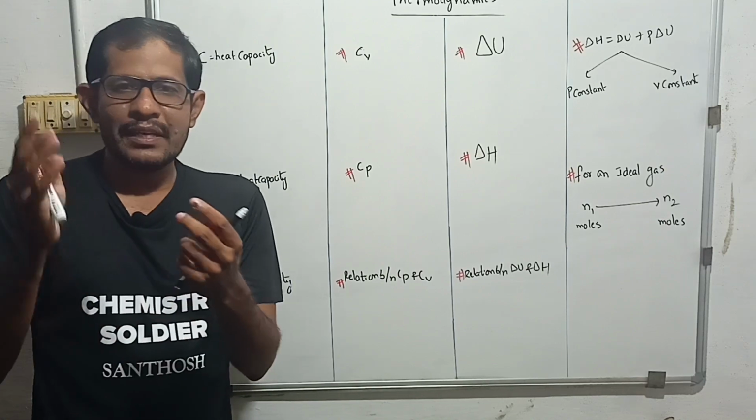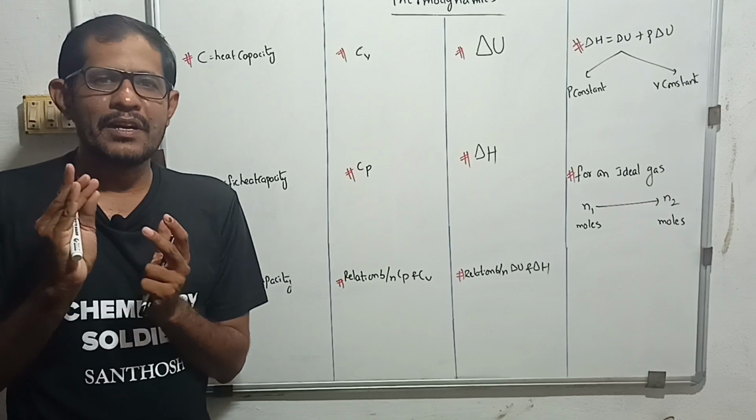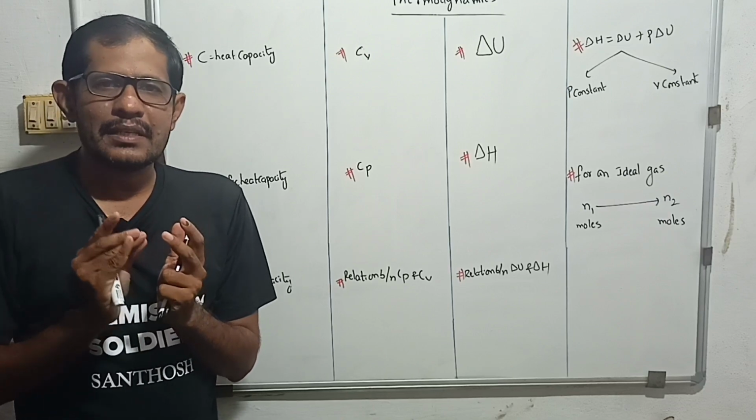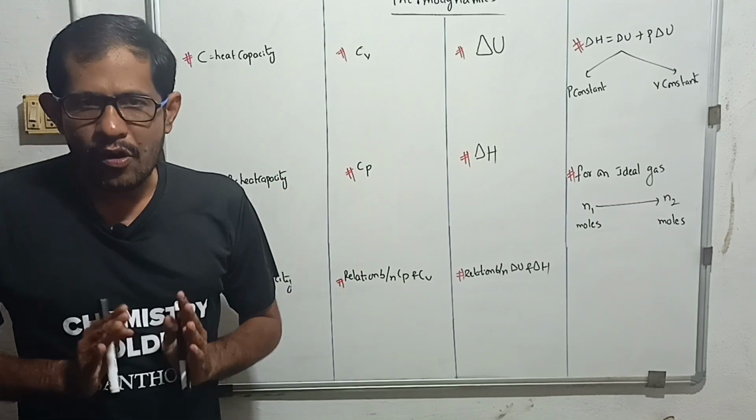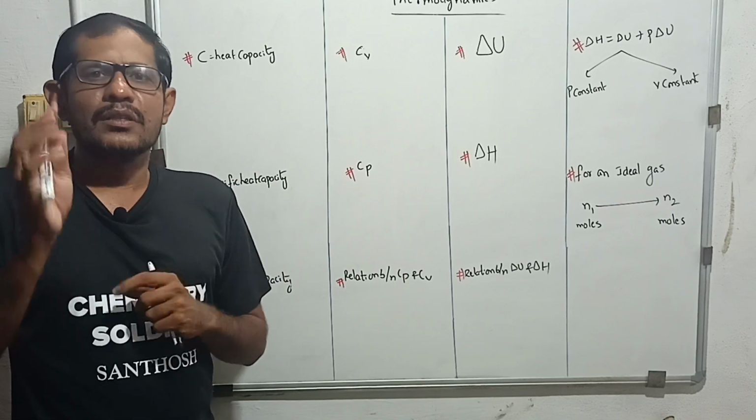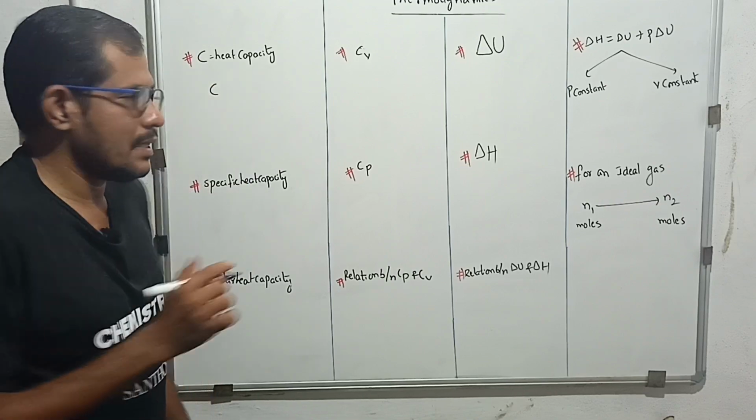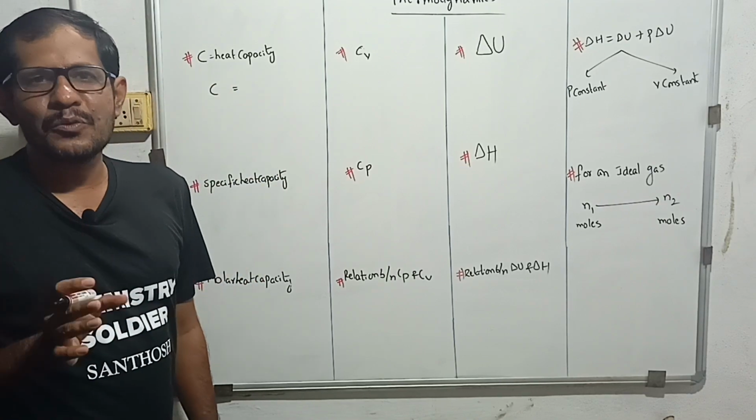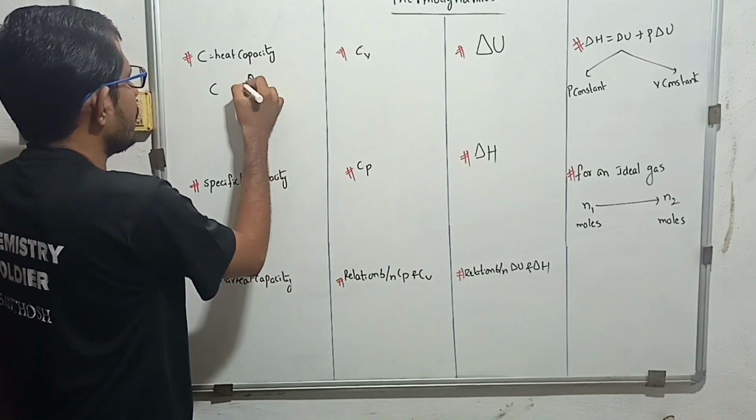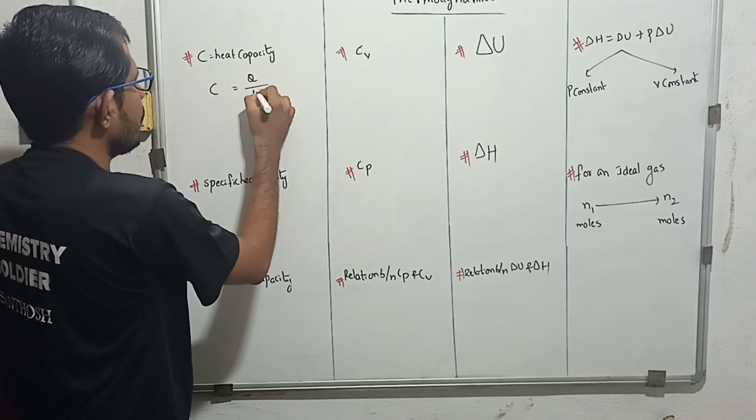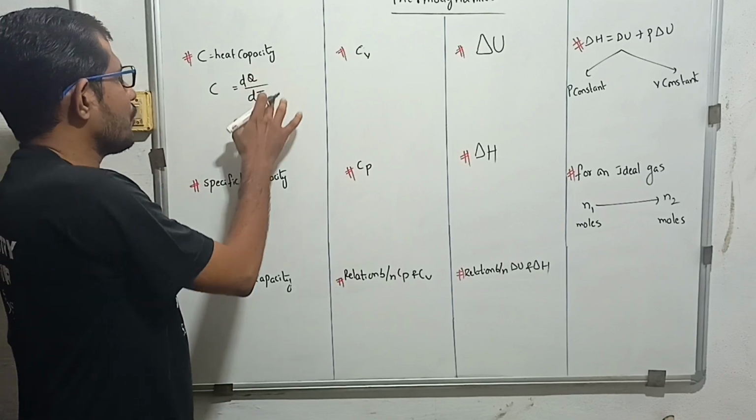So what are the terms involved here? Heat is involved, temperature is involved. The symbol for heat is Q, and the symbol for temperature is T. So the heat capacity formula involves the two terms, Q and T. The heat capacity symbol is C. So we will write C equal to dQ by dT.